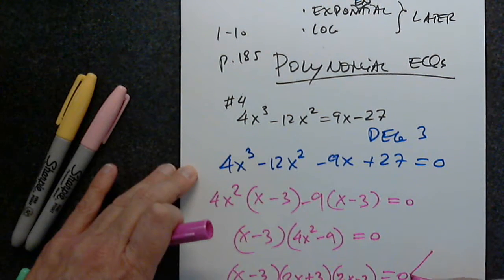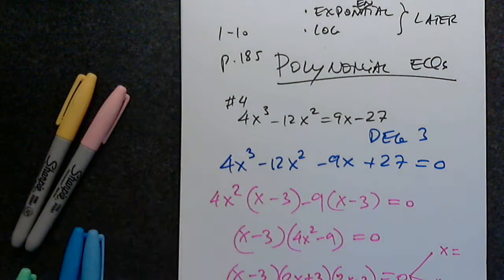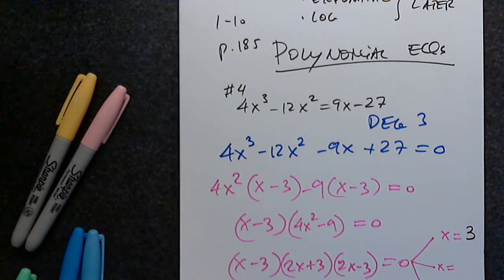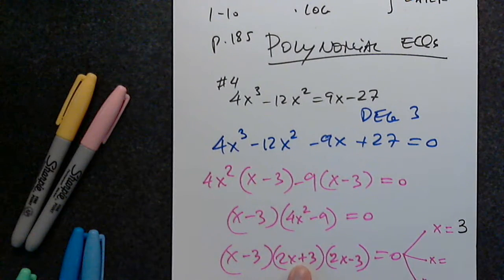How many solutions again? 3. Of course. The degree is 3. We have to get 3 solutions. Even if they're all the same, it doesn't matter. First one's x equals 3. Awesome. From the first factor, we get x equals 3. Great job. From the second factor, what do we get? Yes, 3 halves. Perfect. And from the last factor, negative 3 over 2. Do we all agree with these answers?